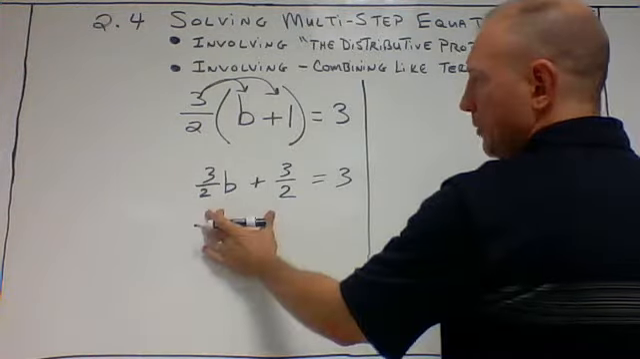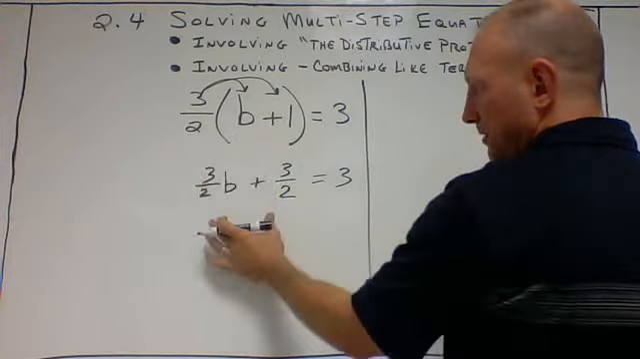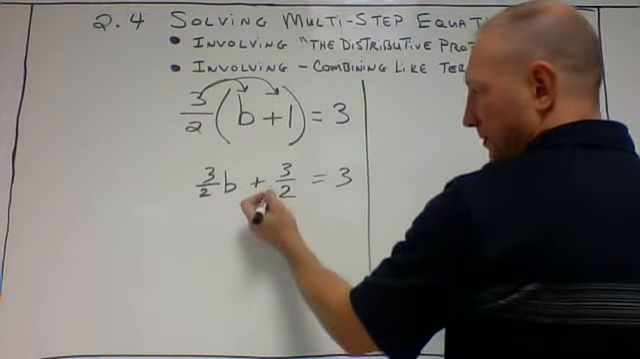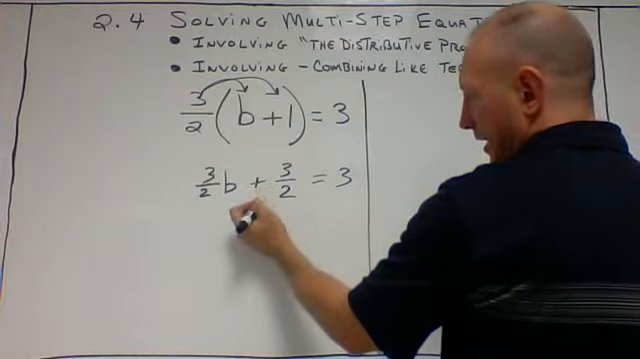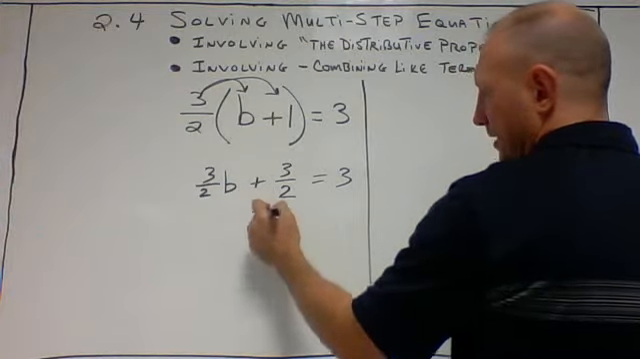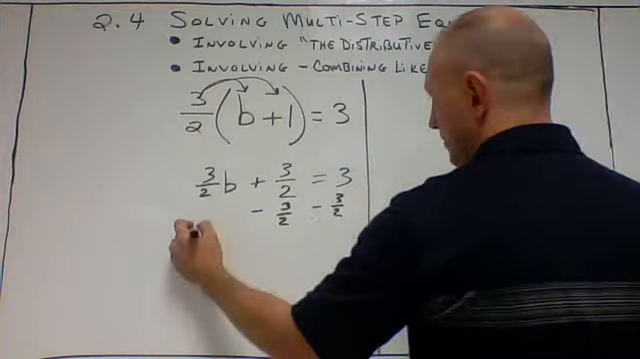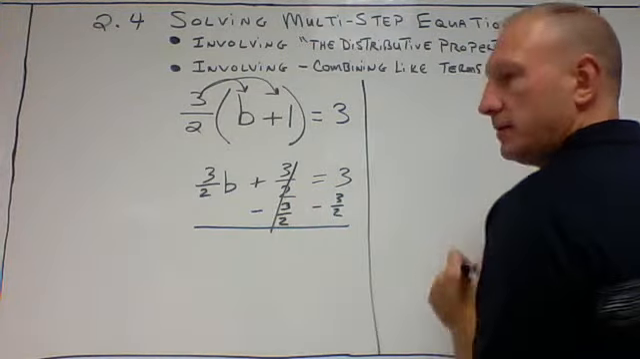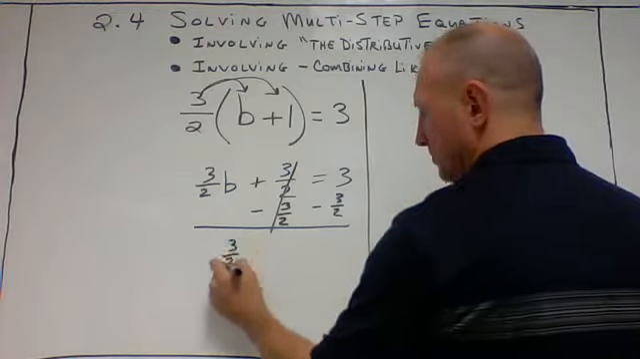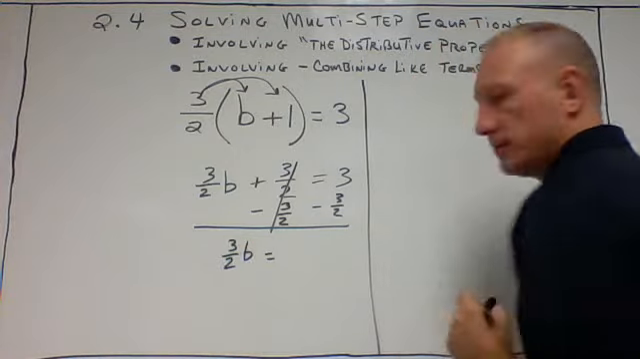Now I have a two-step equation. I don't have distribution, just two-step. So get rid of the 3 halves first. Get rid of the thing added or subtracted to the variable first. Inverse operation. Subtract 3 halves. Subtract 3 halves. That's gone. And now I bring down the 3 halves b equals.